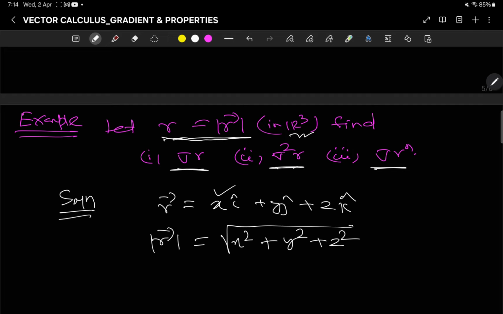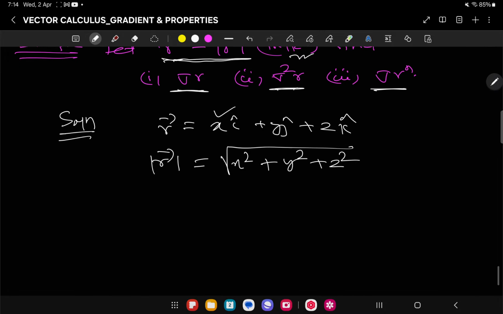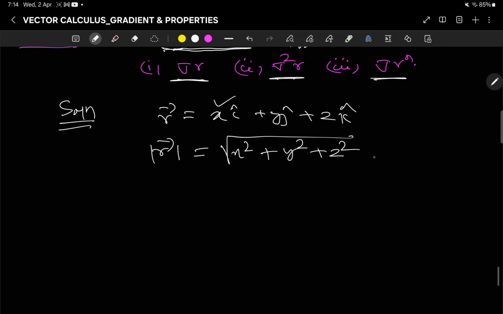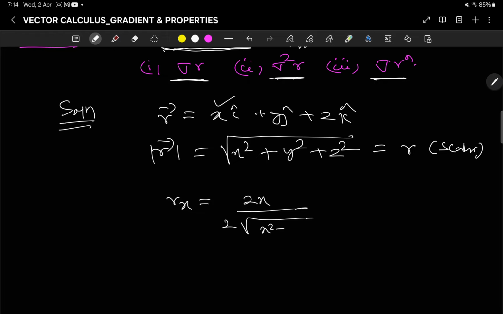Now it is a scalar now, right? This is scalar r. So now what is your rx? rx is 2x divided by 2 into the square root of x square plus y square plus z square. This 2 cancels. I can write it x by, this is again my modulus of r.